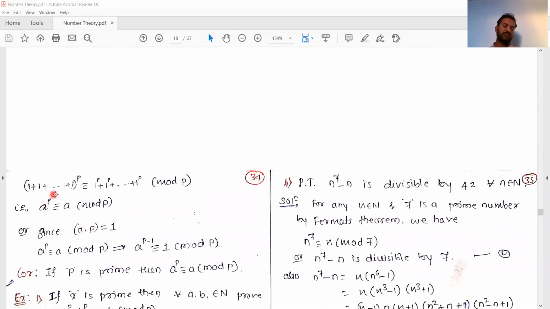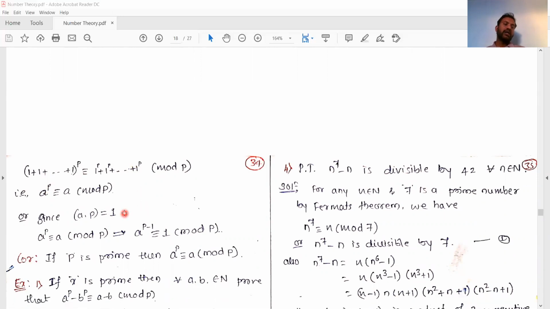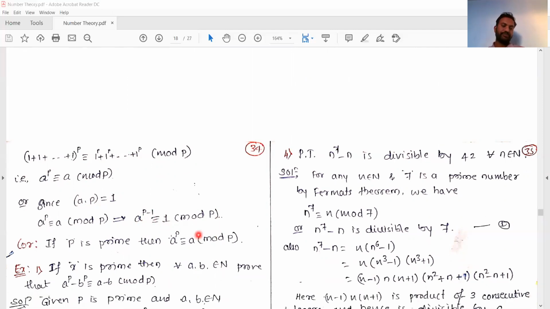We have a raised to p is congruent to a mod p, we got this one result. Next, what they have given: a and p are relatively prime to each other, that is, the GCD of a and p is equal to 1. Therefore a raised to p is congruent to a mod p. That implies, as the GCD is 1, we can divide, otherwise it is not possible. A raised to p minus 1 is congruent to 1 mod p, we can write.